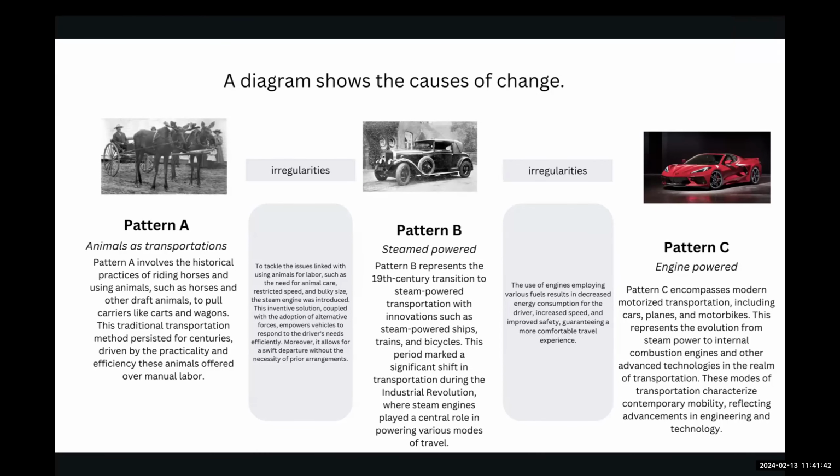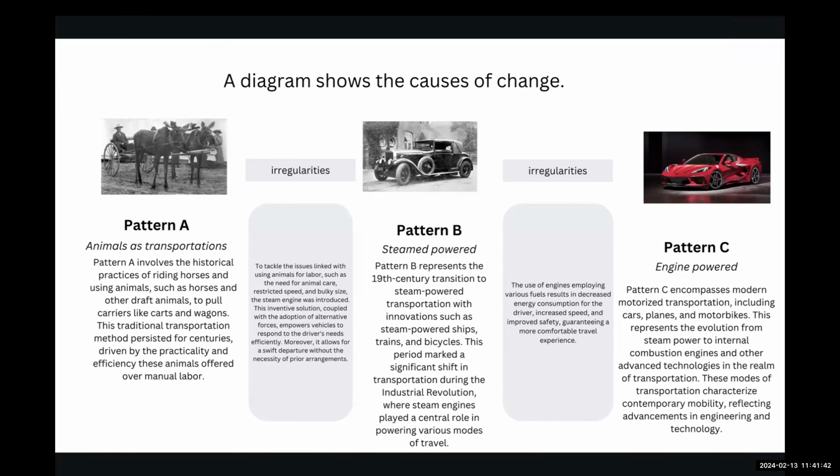The steam engine was introduced. This inventive solution, coupled with the adoption of alternative forces, empowered vehicles to respond to the driver's needs efficiently. Pattern B is steam-powered vehicles. Steam-powered vehicle innovations include steam-powered ships, trains, and cars. This period marked a significant shift in transportation during the Industrial Revolution, where steam engines played a central role in powering various modes of travel.